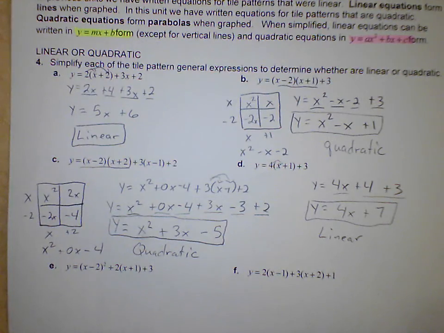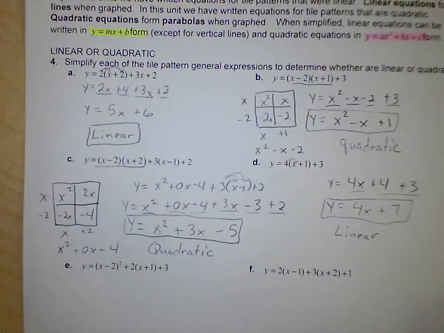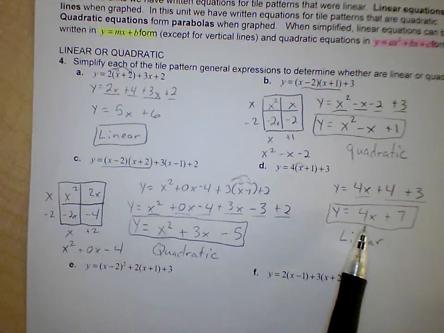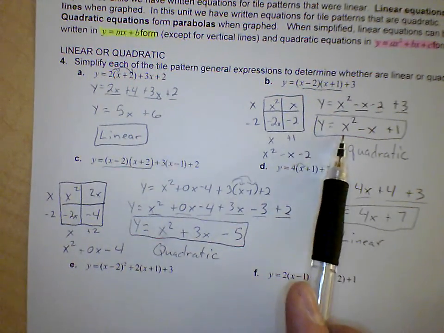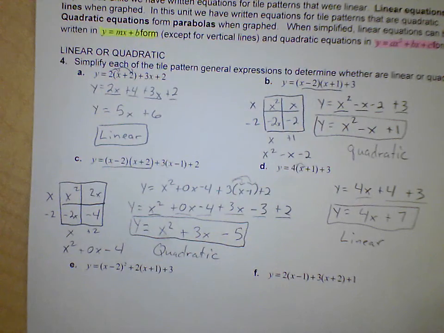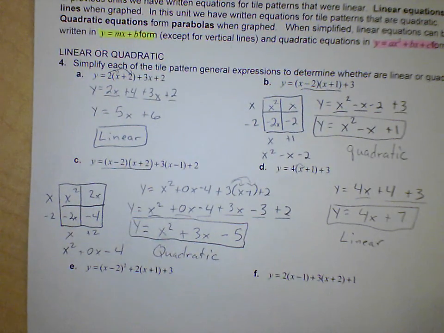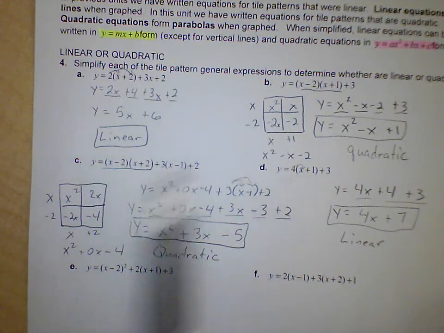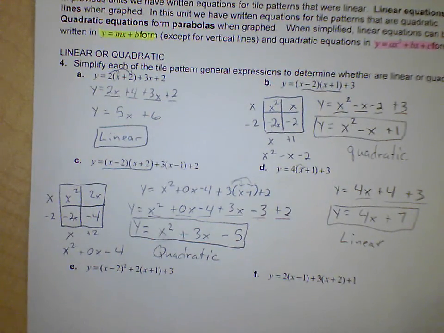All right, so hopefully by now you guys are starting to realize if there's no x squared, then it's going to be linear. If there is an x squared, it's going to be quadratic. Hopefully you're also realizing that in most cases, if you have to do the box, then it's probably going to be quadratic. There's very, very few cases where that's not going to be true.